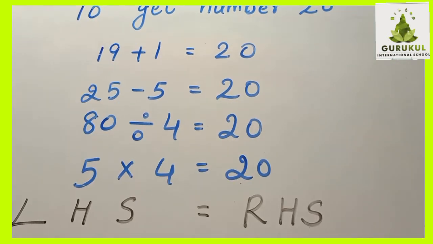Now you take any number on the left hand side. You can see it is equal to the right hand side. Is it clear? You take this. This is the left hand side. This is the right hand side. Both the left hand side and right hand side are balanced. So this forms an equation. This is LHS, the left hand side, and this is RHS, the right hand side. Both are equal. Is that clear to you?